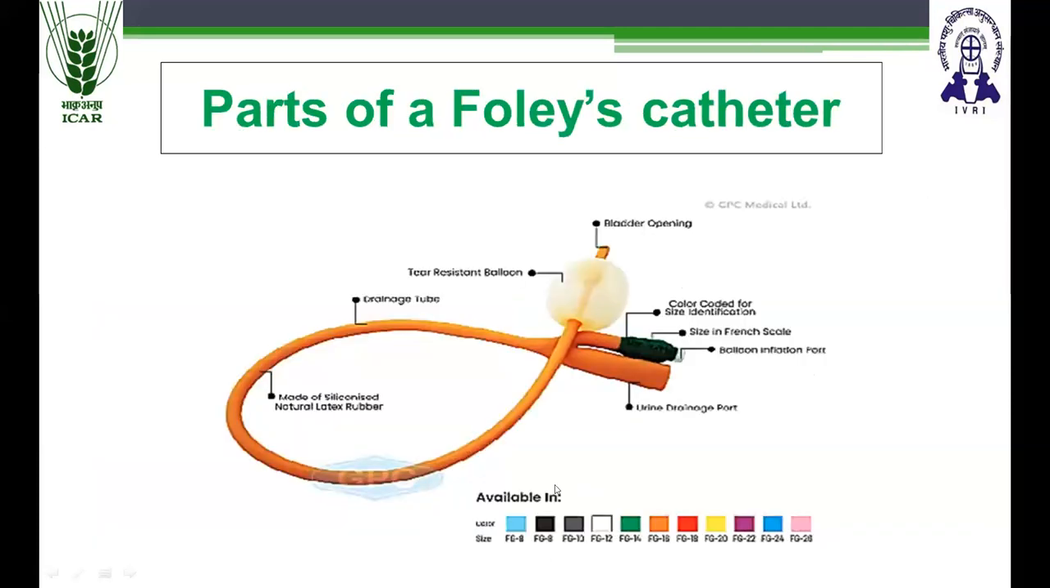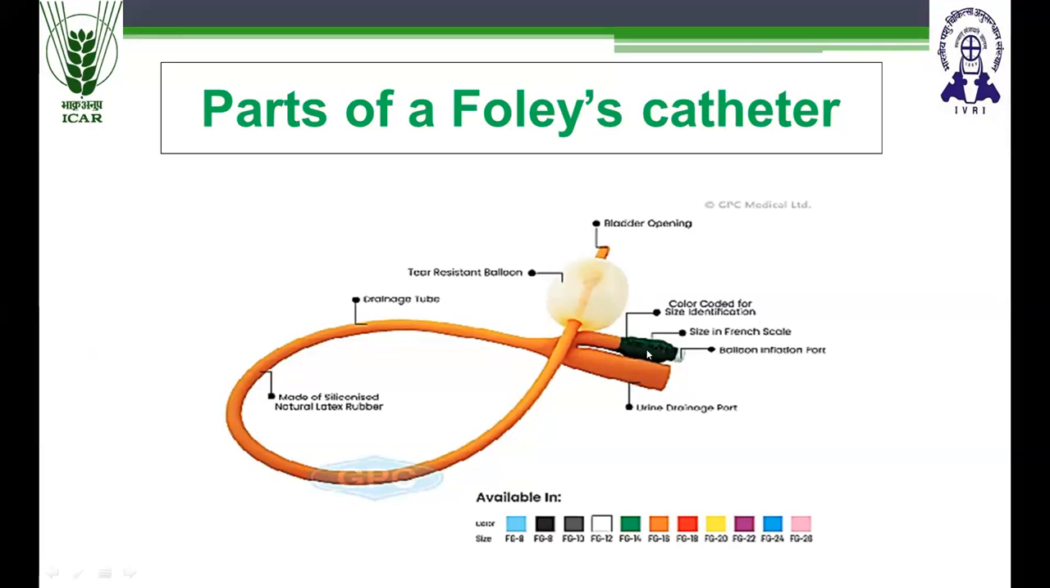Before moving on to the puncturing of the bladder, I would like to explain the parts of Foley's catheter. This is the tip that is going to the bladder, that we are putting into the bladder. This tip points towards the bladder opening. Here we see a balloon. It is a tear resistant balloon. It has two sides: the proximal part, which goes to the bladder, and the distal part, where we have two ports.